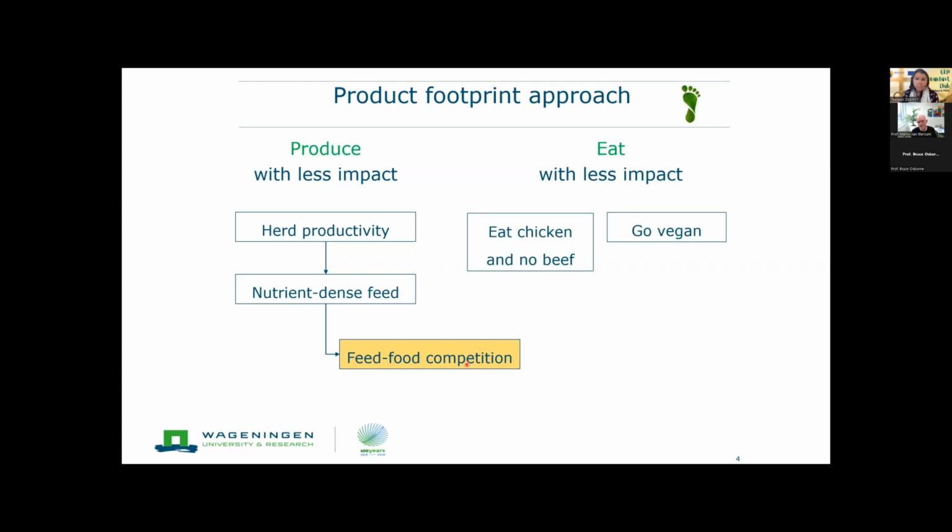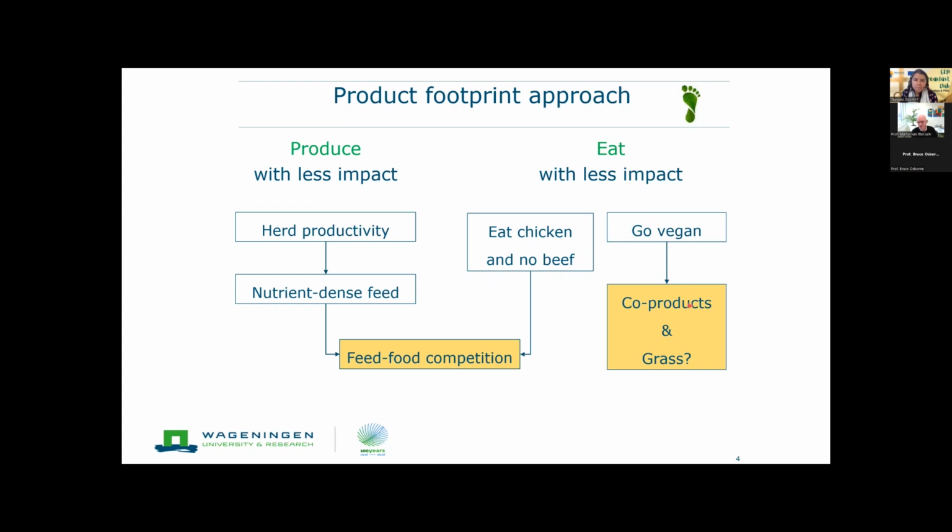On the other hand, if we follow the consumption track and want to consume with less impact, you might argue, okay, we better eat chicken and no beef, because that has a lower consumption footprint. That may be true, but again, the chicken that we would then prefer is usually also fed with cereals. So again, there might be feed competition, whereas the beef that is produced is often raised on grassland and consuming all kinds of residue products that we as human beings cannot consume directly.